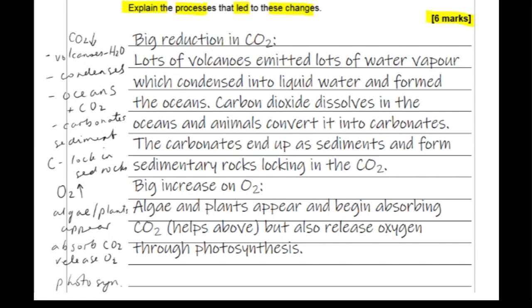Big reduction in carbon dioxide. Lots of volcanoes emitted lots of water vapour which condensed into liquid water and formed the oceans. Carbon dioxide dissolved in the oceans and animals convert it to carbonates. The carbonates end up as sediments and form sedimentary rocks, locking in the CO2. The big increase in oxygen: well, algae and plants appear and begin absorbing carbon dioxide, which helps the above, but also release oxygen through photosynthesis.